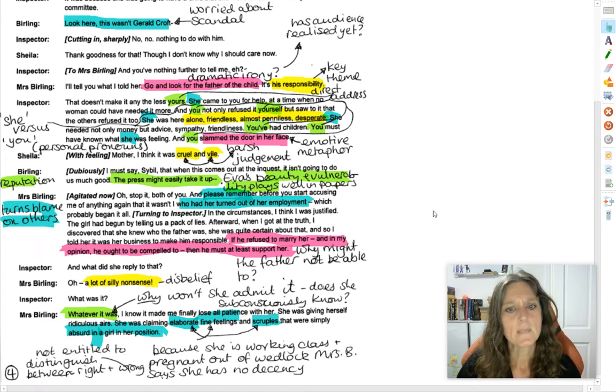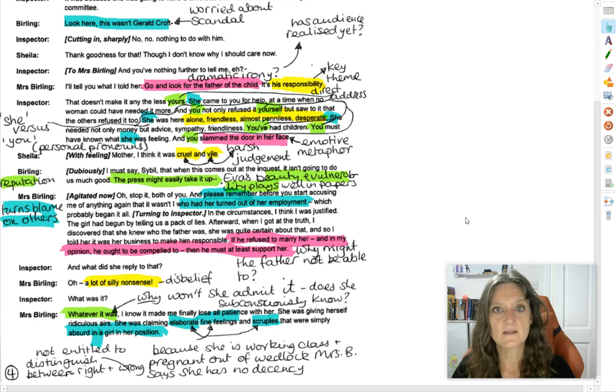Mrs Birling is the first person to do this. Gerald doesn't do it. Sheila definitely doesn't do it, but Mrs Birling starts to turn on the others. Before you start accusing me of anything, it wasn't I who had her turned out of her employment, which began it all. She previously didn't think that either of the kids had done anything wrong.